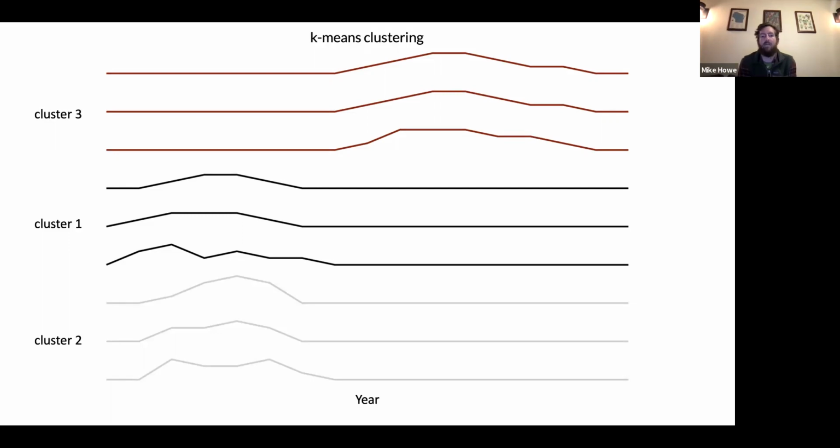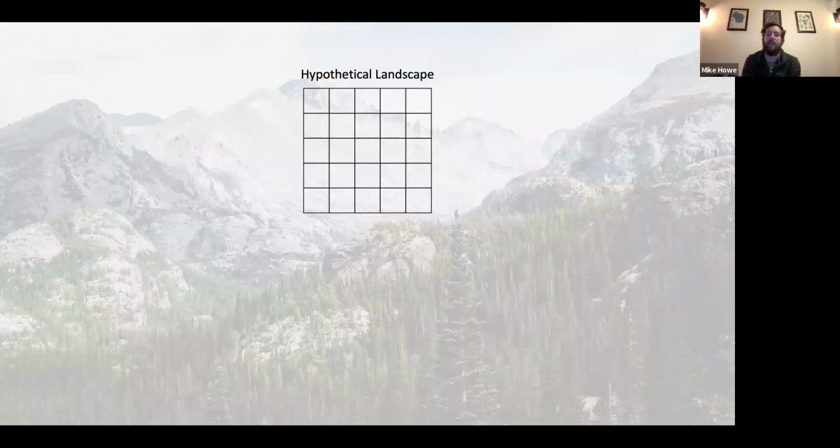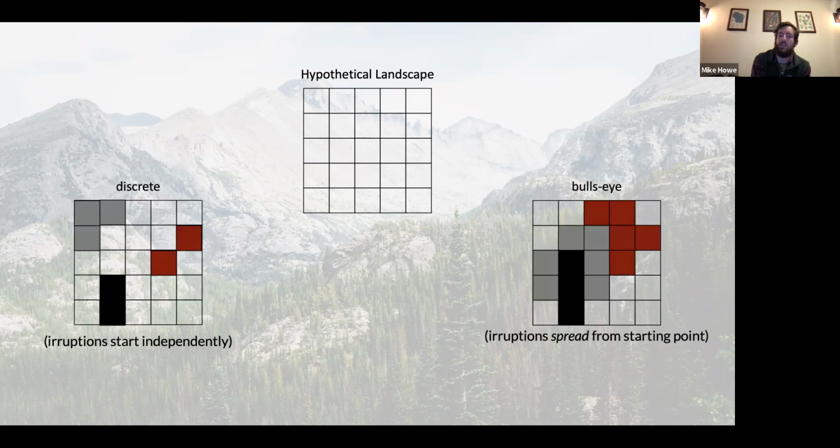For example, we have this third cluster where activity happened later, and then the first one where activity happened first, and then the gray is the second one. The reason that this is useful is we can look at a hypothetical landscape and plot where these clusters occurred. And this allows us to describe the pattern of where these different time series clusters happened and determine whether they occur in discrete areas, which leads us to the conclusion that eruptions start independently, or whether we see evidence of a bullseye where eruptions spread from a starting point.